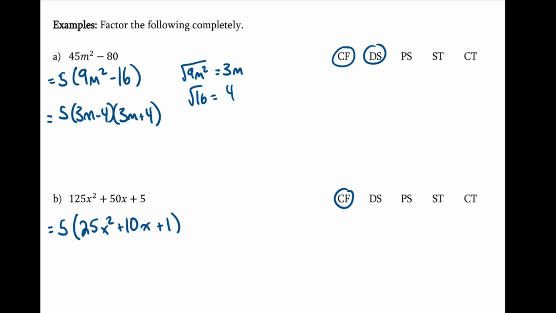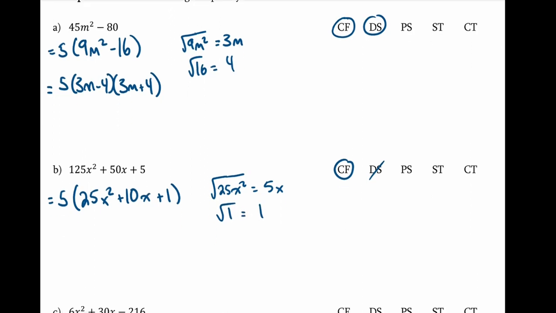I'm going to look next. Is it a difference of squares? No, it's not a difference of squares. Is it a perfect square trinomial? Well, let's check. Can I take the square root of the first term? I can, and I get 5x. Can I take the square root of the last term? Yes, square root of 1 is 1. If I do 5x times 1 and then double it, does it equal my middle number? It does. So this is a perfect square trinomial.